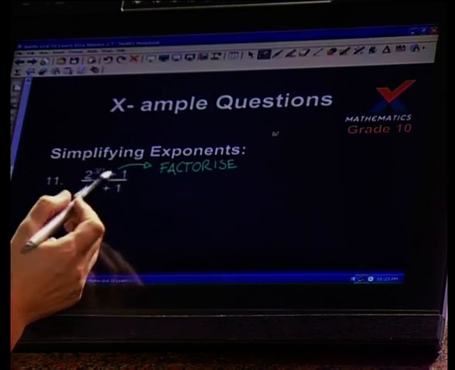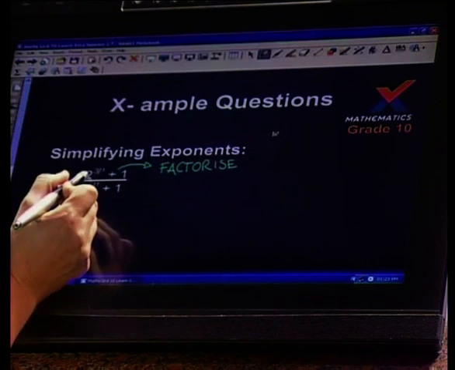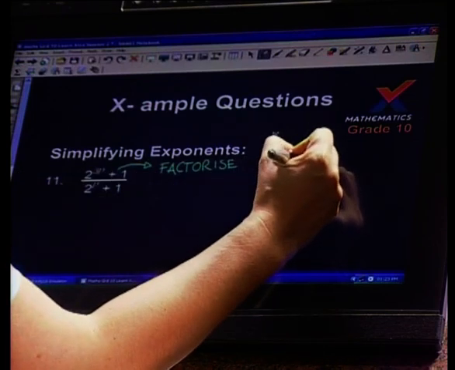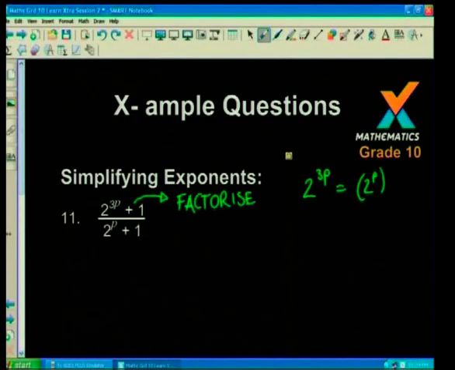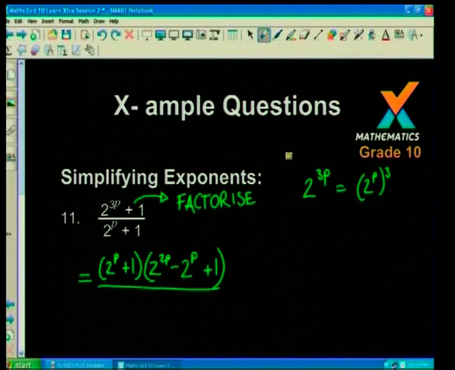How do I know it's a sum of two cubes? Because there's a plus, and because 2 to the power of 3p can also be written as 2 to the power of p, to the power of 3. So what we have is 2 to the power of p, to the power of 3, plus 1, which then means we can do a sum of two cubes, which gives us 2 to the power of p plus 1, and in brackets, 2 to the power of 2p minus 2 to the power of p plus 1, and this is all over 2 to the power of p plus 1.